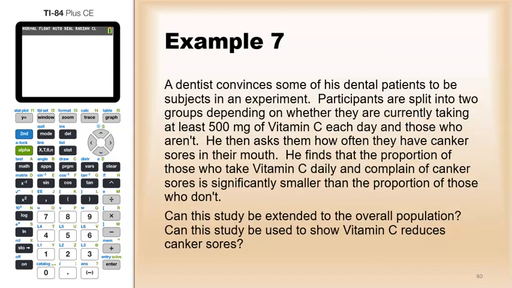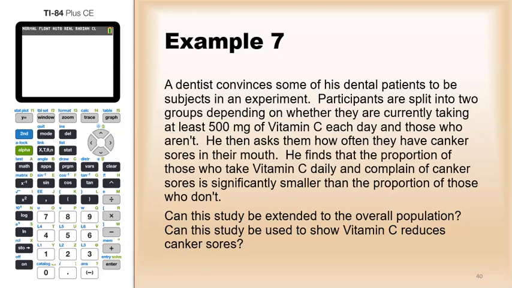Okay, let's take some examples. A dentist convinces some of his dental patients to be subjects of an experiment. Participants are split into two groups depending on whether they are currently taking at least 500 milligrams of vitamin C each day, and those who aren't. He then asks how often they have canker sores in their mouths. He finds that the proportion of those who take vitamin C daily and complain of canker sores is significantly smaller than the proportion of those who don't.